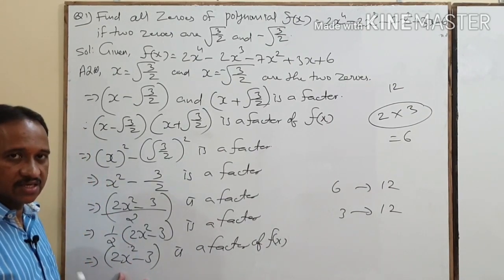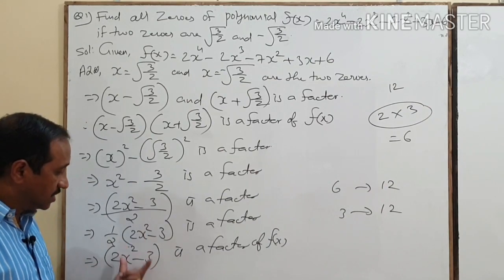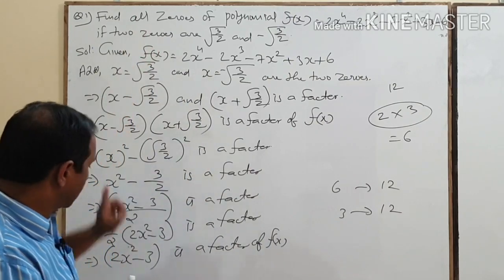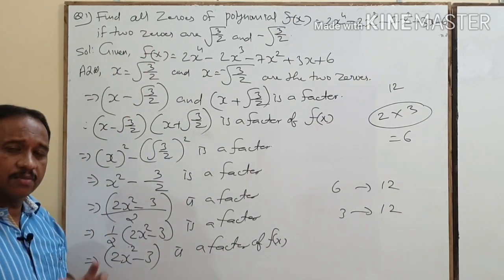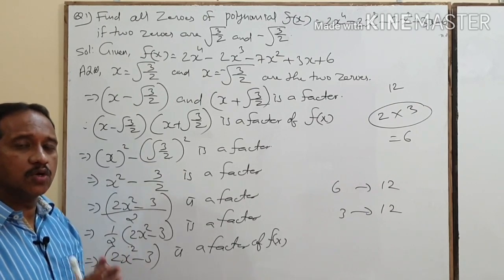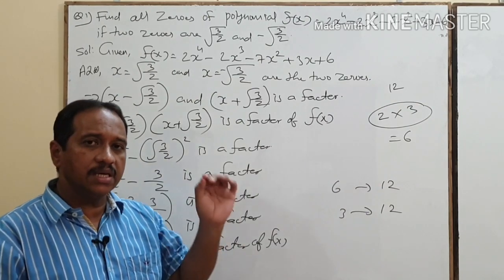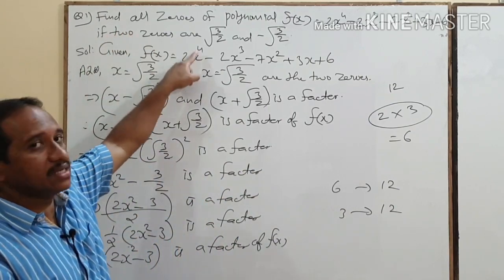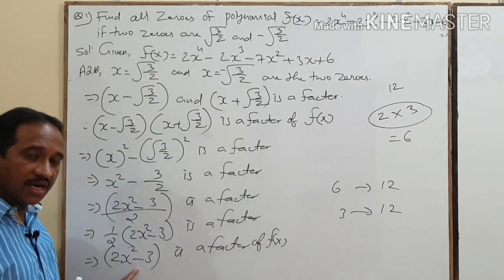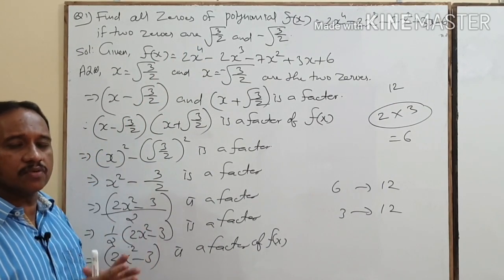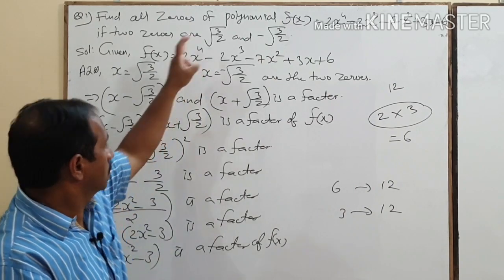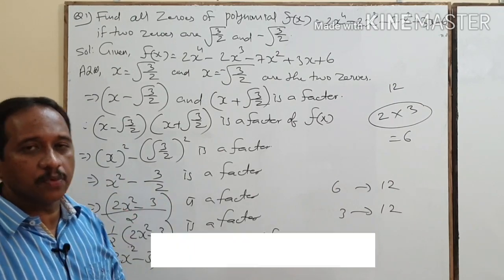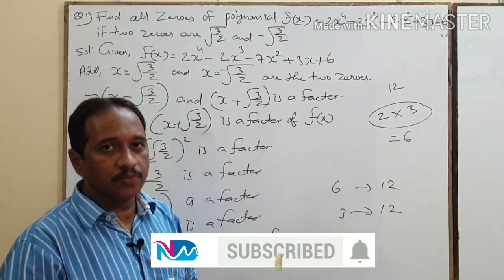2x square minus 3 is a quadratic polynomial. If this is a factor of f of x, and if you divide f of x by 2x square minus 3, the remainder will be 0, and you will get a quotient that will be a quadratic polynomial, because the degree of the dividend is 4 and the divisor is 2, so the degree of the quotient will be 4 minus 2, that is 2. Therefore, we can say that the quotient polynomial will be a quadratic polynomial.